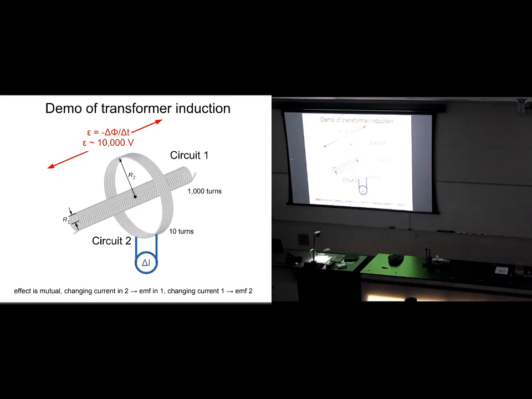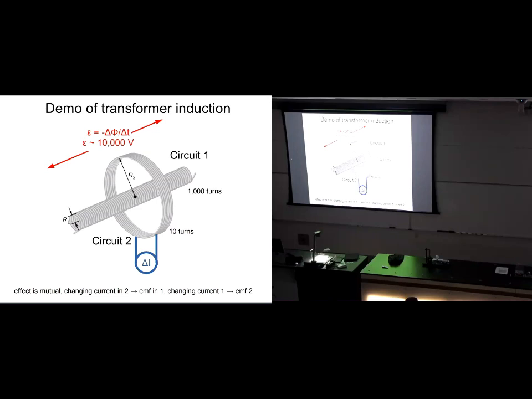So that's a large voltage. That's a large voltage that I'm generating because I'm switching on and off a current extremely fast. And the induced EMF, the induced current, depends on the rate of change of the voltage or the current in the circuit. And I'm making that rate of change very large.